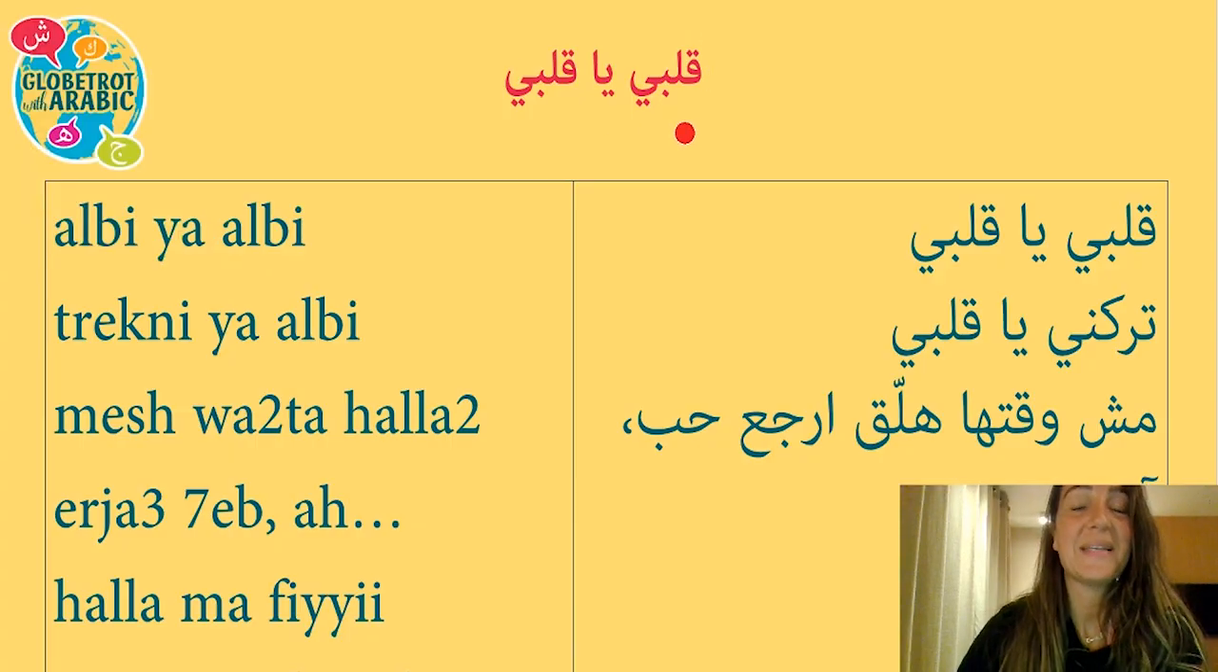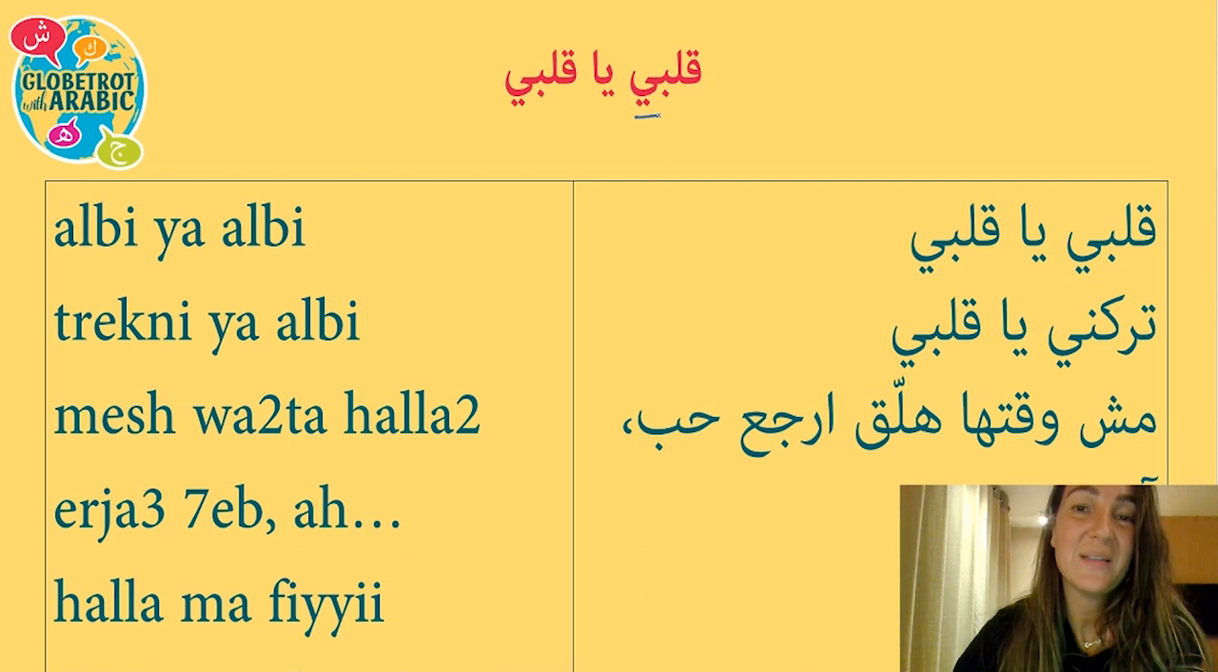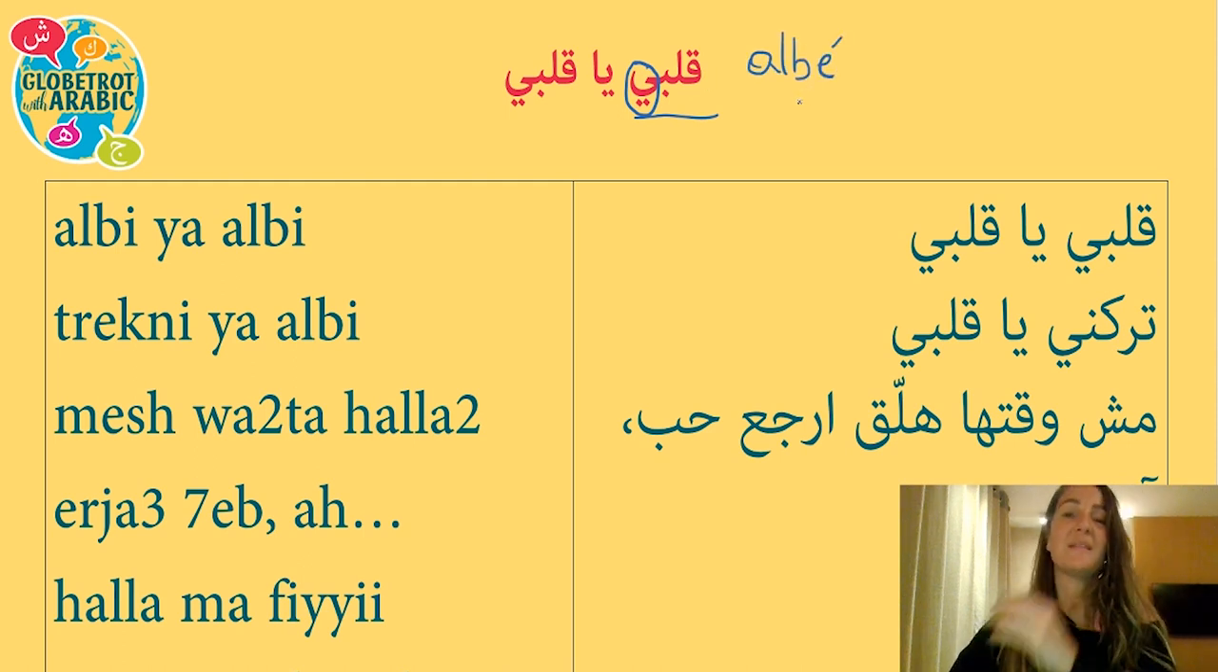So let's begin. All right, guys, let's begin. So as I said, the song is called Elbi Ya Elbi. Elb means heart. Elbi means my heart. Elbi Ya Elbi, my heart, oh my heart. But when we're speaking Lebanese Arabic, we don't usually pronounce this as an E. We pronounce it Albi with the A sound. But for the sake of the song, we will pronounce it Elbi because that's how it's pronounced in this song.